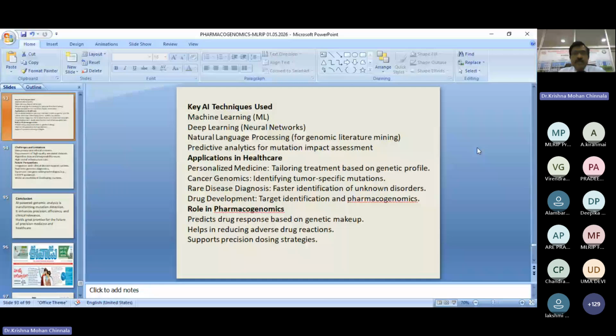Applications in healthcare: personalized medicine is possible with AI. Cancer genomics is possible, and already we discussed rare disease diagnosis and treatment also. And of course, drug development, drug identification, target identification and pharmacogenomics, both are possible. You may make changes in drugs.